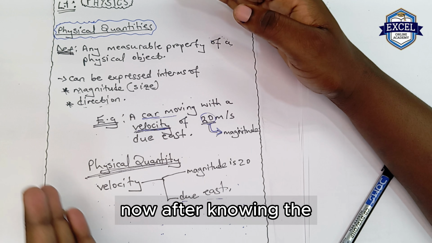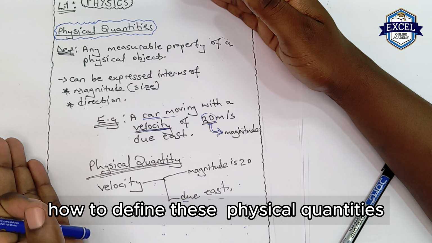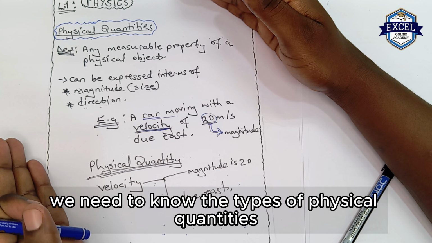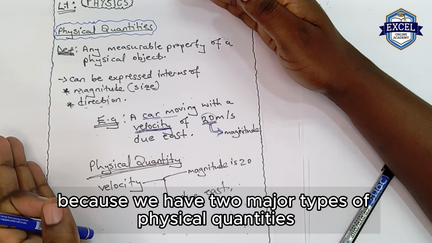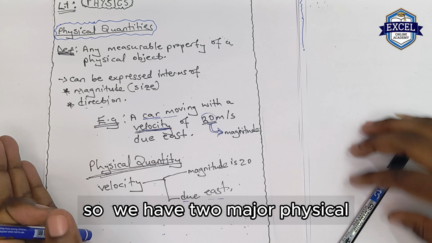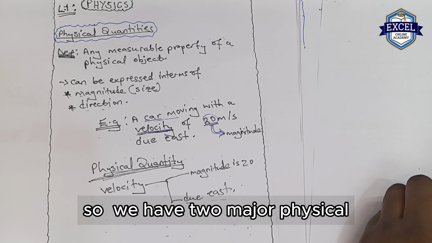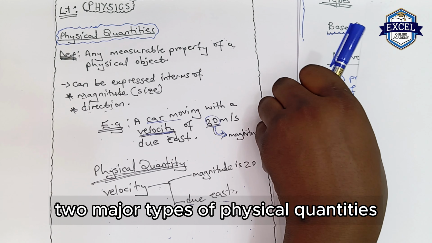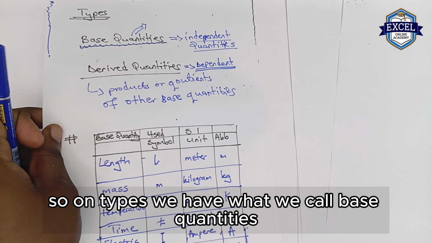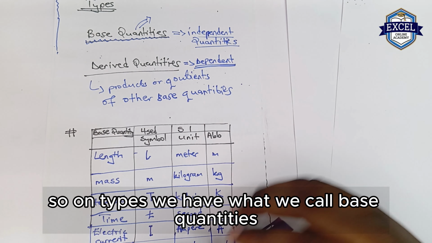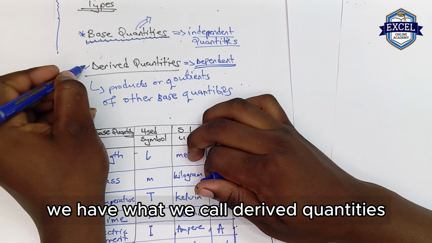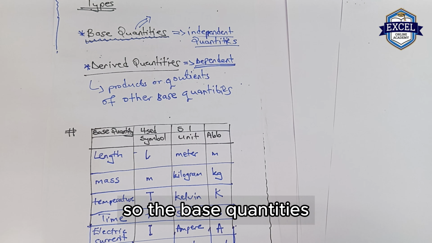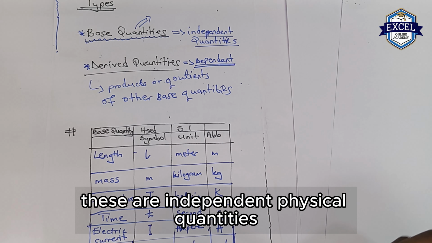Now, after knowing how to define these physical quantities, we need to know the types of physical quantities, because we have two major types of physical quantities. On types, we have what you call base quantities. We have what you call derived quantities.